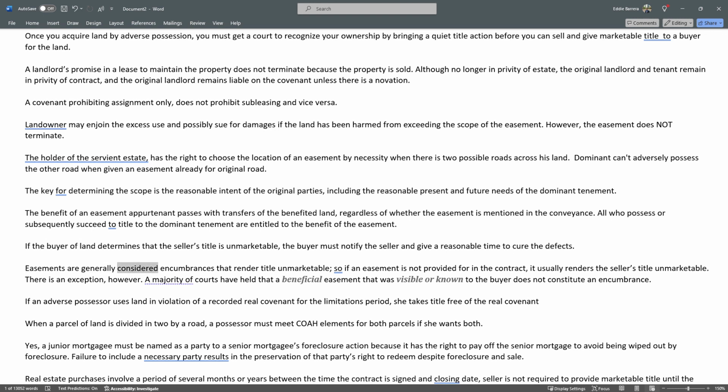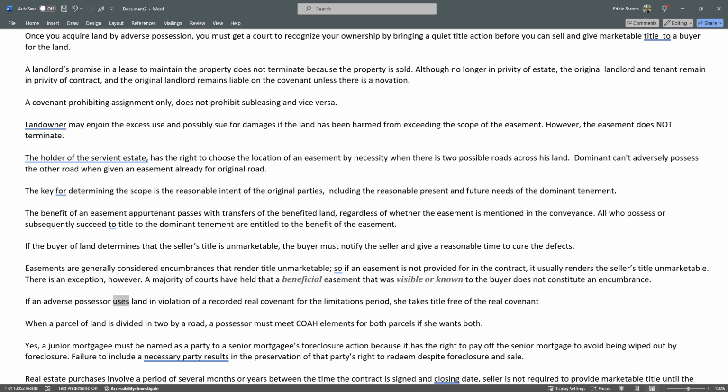Easements are generally considered encumbrances that render title unmarketable, so if an easement is not provided for in the contract, it usually renders the seller's title unmarketable. There is an exception, however. A majority of courts have held that a beneficial easement that was visible or known to the buyer does not constitute an encumbrance.